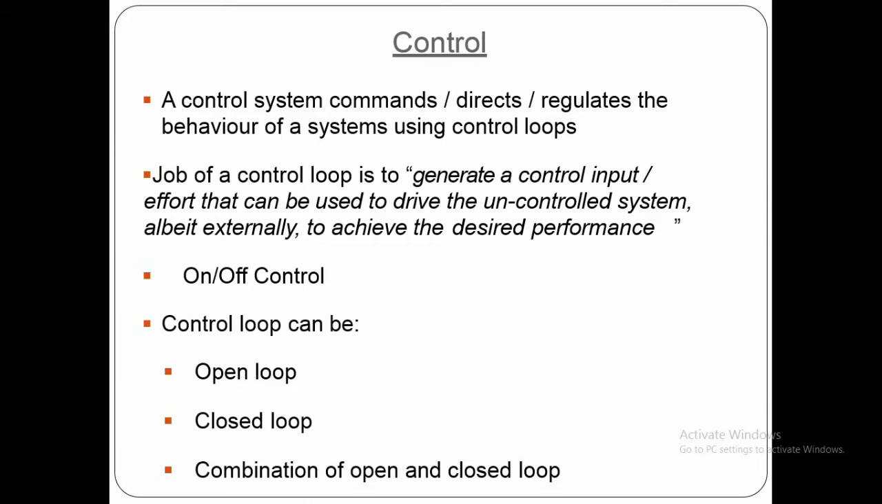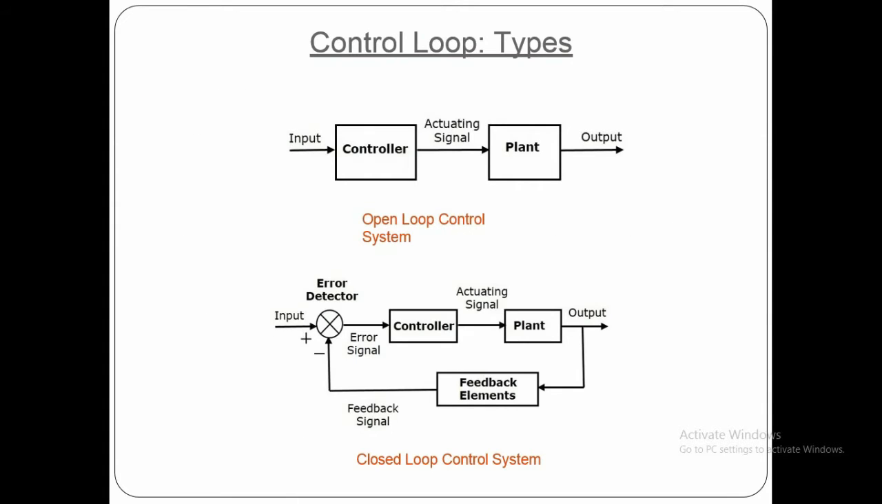Before going to the PID control system, we should know the open loop control system, the closed loop control system, and the combination of open and closed loop control systems. Open loop control systems have no feedback, just the controller and the plant. We can show this in the figure. Examples: the traffic signal and the washing machine are open loop control systems, with no feedback.